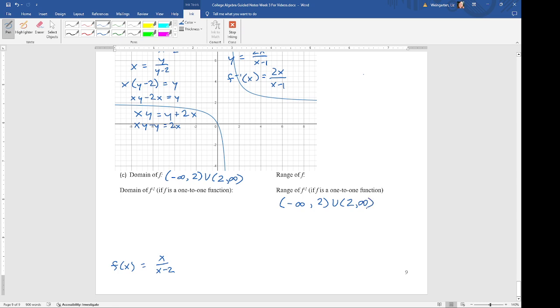How about the domain of the inverse? There is one number that it cannot equal, and that number is 1. And now we can fill in the range of the original function.